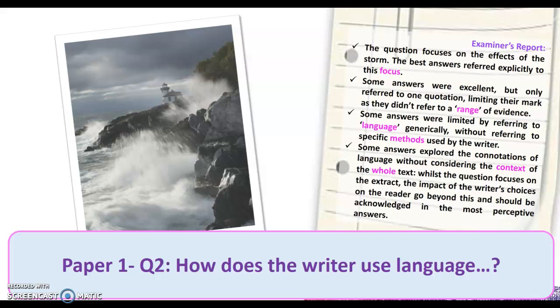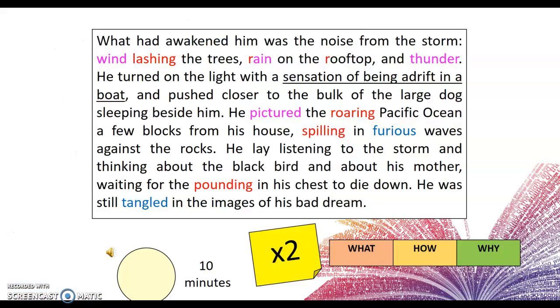And some of the answers explored the connotations of language without considering the context of the whole text. Whilst the question focuses on the extract, the impact of the writer's choices on the reader go beyond this and should be acknowledged in the most perceptive answers. Now, I suppose what would be relevant in this question to that would be, whilst this extract is very much about the storm, remember that this is a character who is traumatised and who is unsettled, and that is because of his worry about his mum's illness.